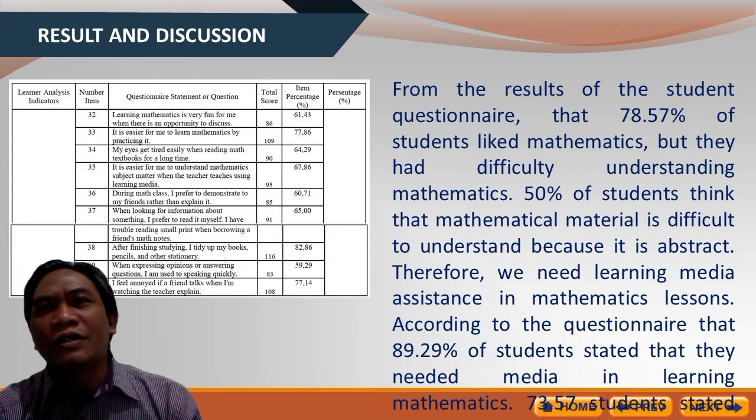One of the materials in mathematics that requires abstraction and reasoning skills is probability material. 64.29% of students have difficulty understanding the probability material. Students have difficulty imagining events that occur in an experiment. This is indicated by the result of the student questionnaire, where 64.29% stated that they have difficulty imagining experiments in probability material.